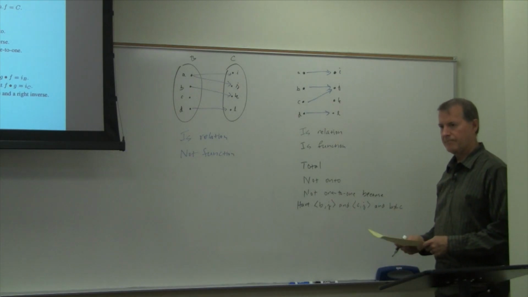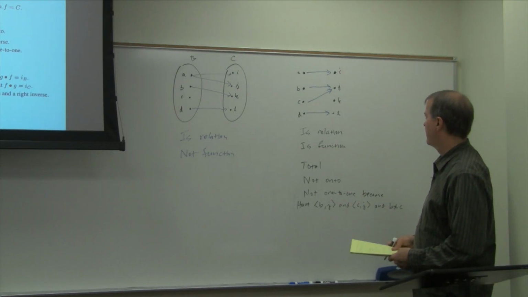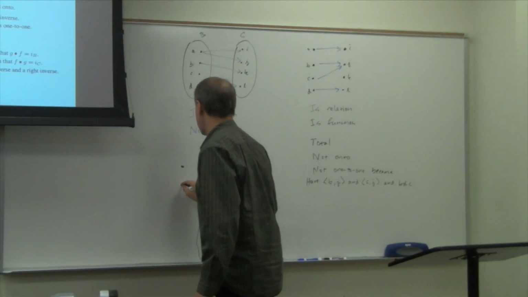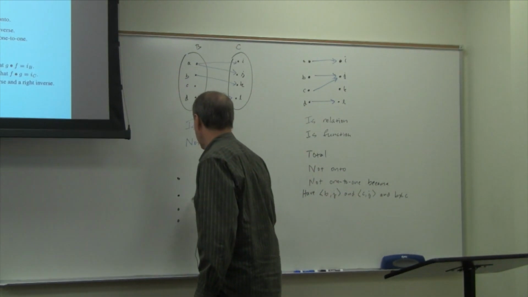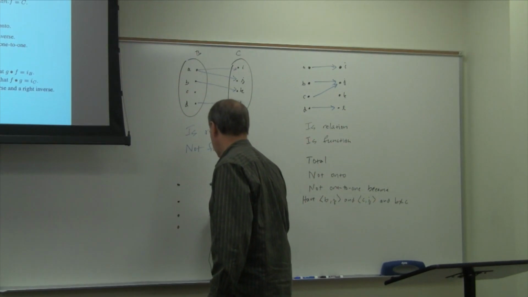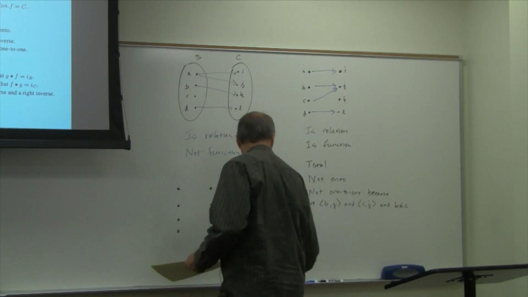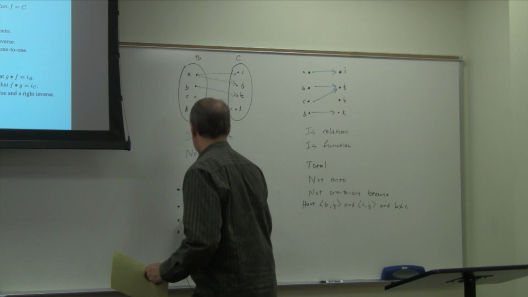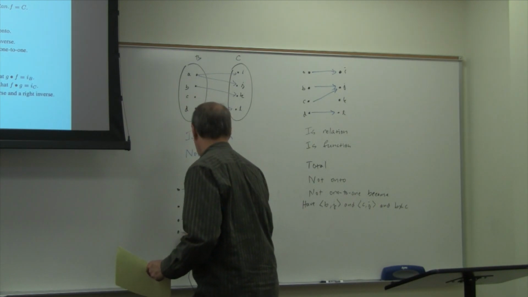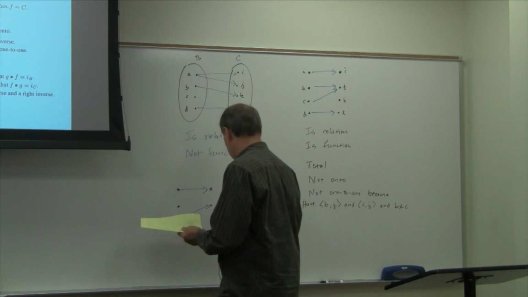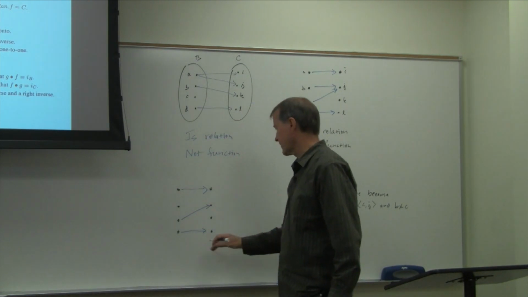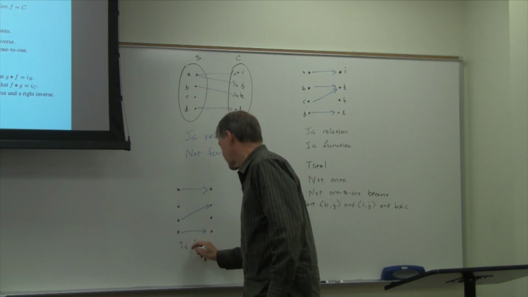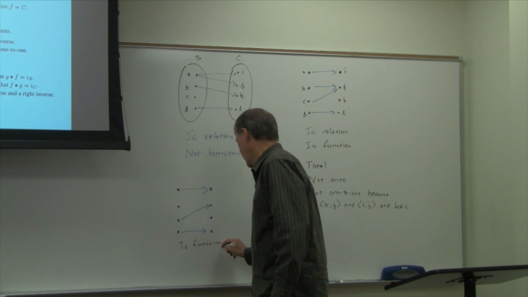So if BJ wasn't in there, then it would be one-to-one. Let's do another one, just to make it clear. So if we had AI, CJ, and DL, now is it a function? Yes, it is a function.